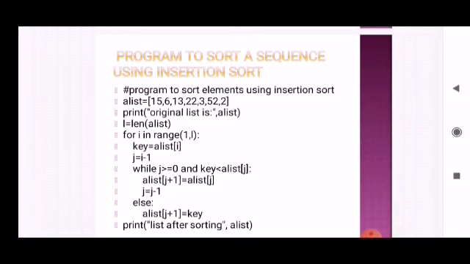If j is not greater than or equal to 0, or key is not less than a of j, then in the else condition a of j plus 1 equals key, and at the end we get the sorted list. This is all about our insertion sort.